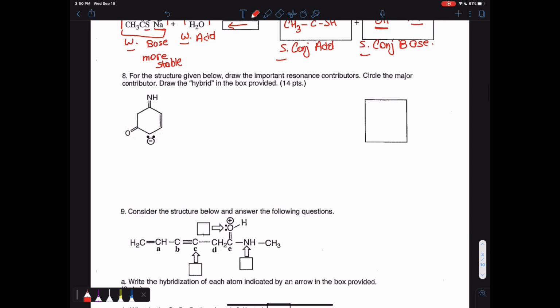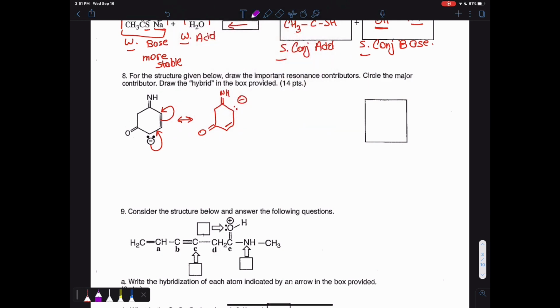So the first resonance that we can see is that this negative charge can form a pi bond right here, and this pi bond will form a lone pair on the carbon. So that will cause us to have an H here, a lone pair on this carbon, a pi bond here, double oxygen. That's pretty much it for this one, right? The next step is this lone pair.